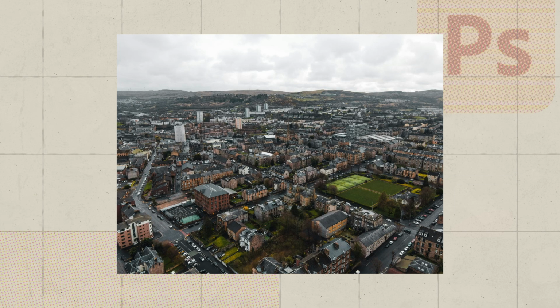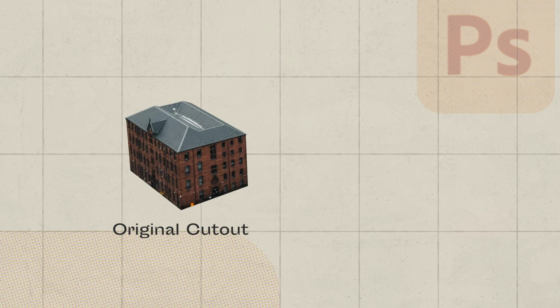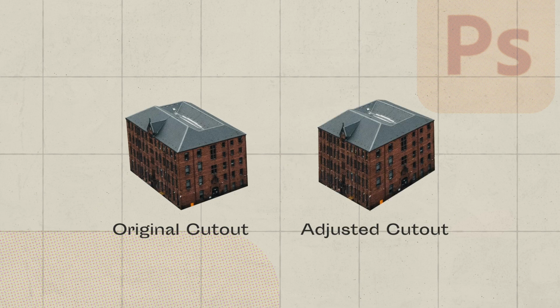Then I found this image and basically cut out a whole bunch of these houses from it. Now some of them weren't matching the angle perfectly, so I used different transform and distortion methods to match it as close as I can. Again, it's not perfect, but this will do.